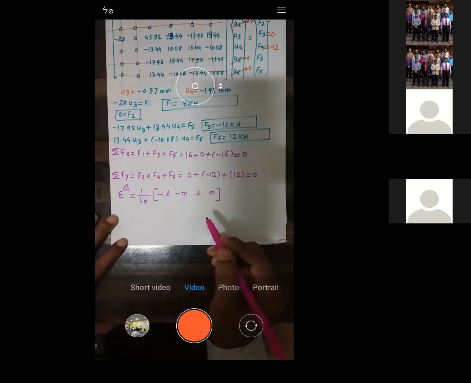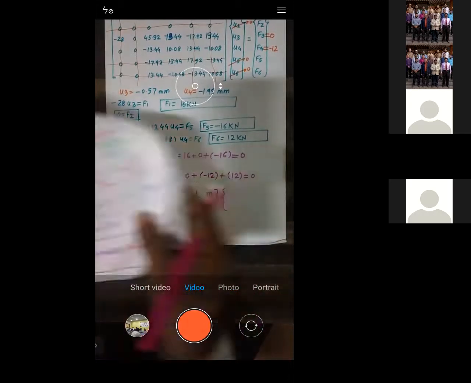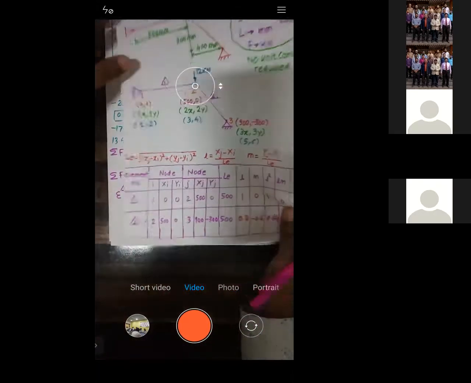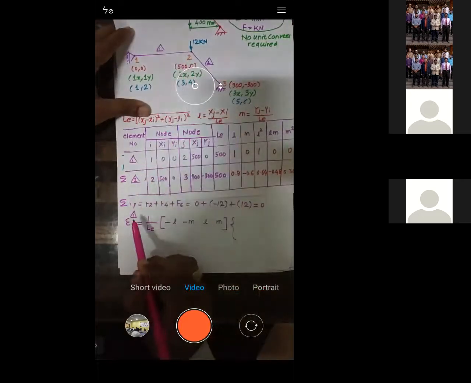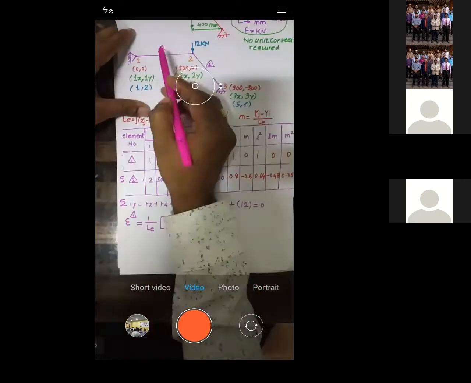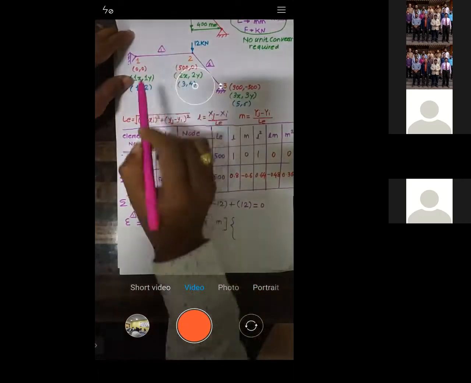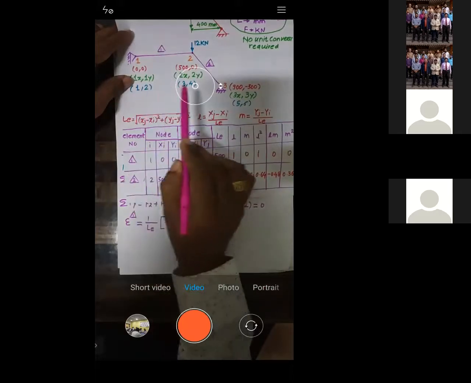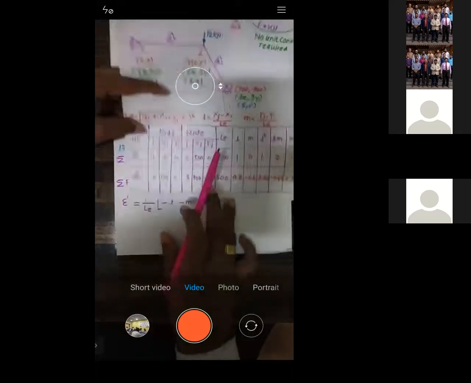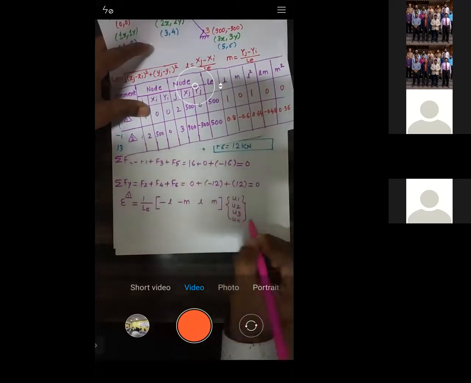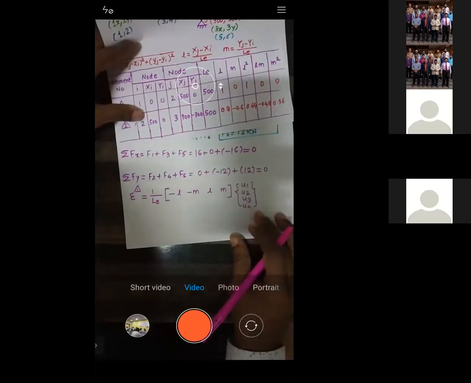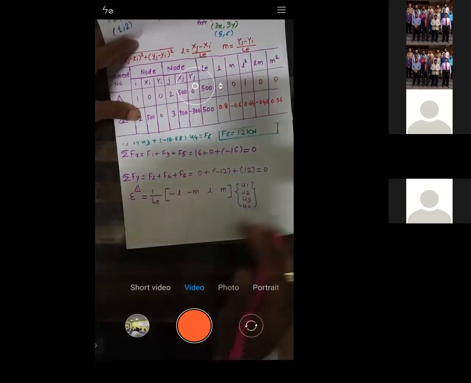Now you can check it. If you see this diagram, we are calculating the strain in element number 1. For element number 1, the degrees of freedom are 1, 2, 3, 4, right? So I will write down U1, U2, U3, U4. Let us do that.